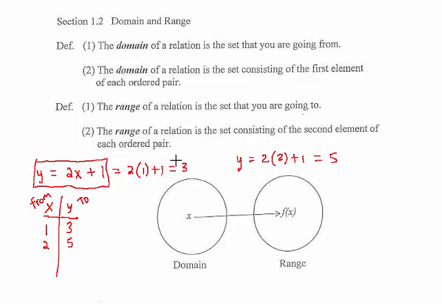So domain is the first set, range is the second set, or you could think of the domain as being the x and the range as being the y. What we have here is a typical diagram that pops up when you're talking about functions and relations, and this can be referred to as an arrow diagram.